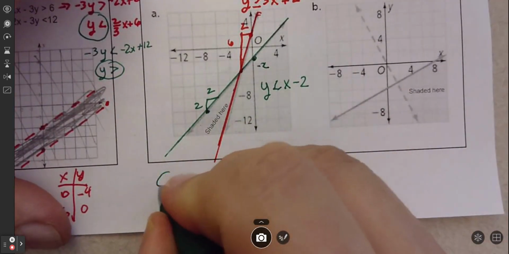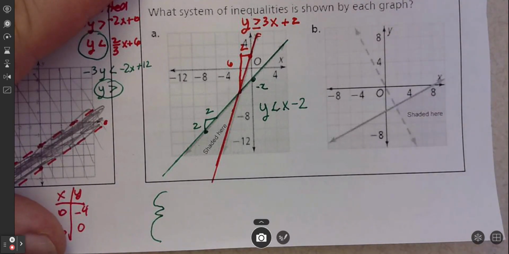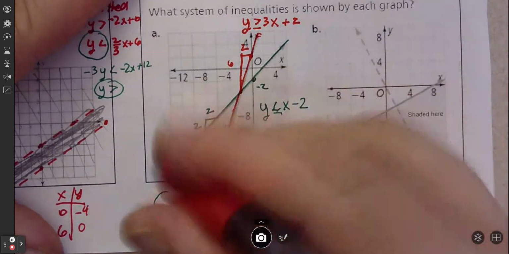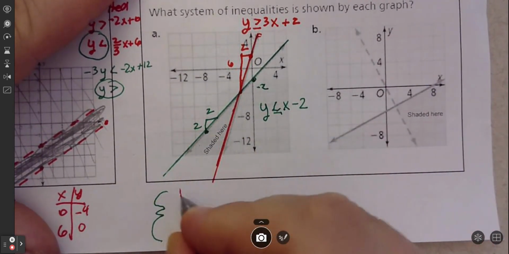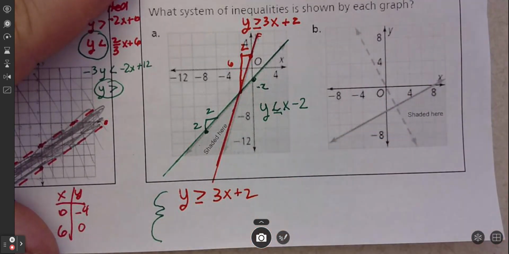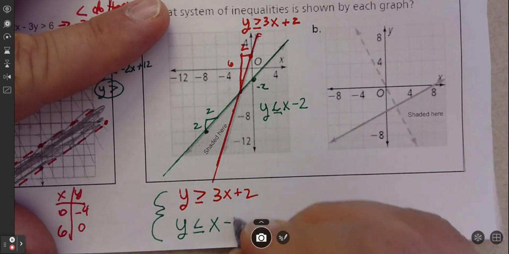Just so that I am super clear, I'm going to write my answer down here. My answer is, yeah, thank you. Good call. Less than or equal to. y is greater than or equal to 3x plus 2, and y is less than or equal to x minus 2.